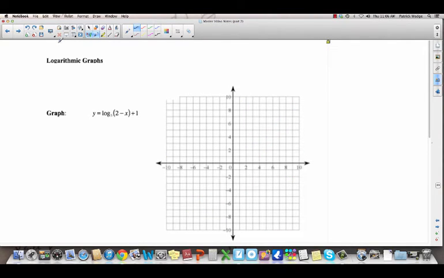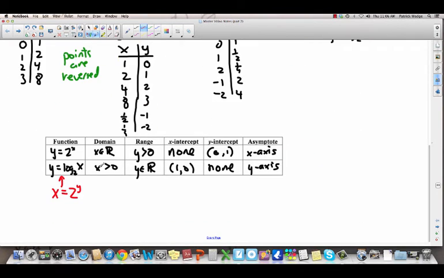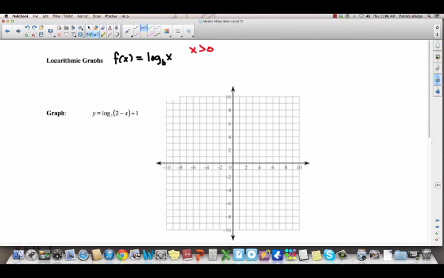Logarithmic graphs, first of all, what we're talking about with logarithmic graphs is graphs like f of x or y equals the base b log of x. And something I didn't stress last time, but it's very important, is that in all these functions, x has to be greater than 0, right? We've already seen that in our domain, the x is greater than 0, so that's not so shocking.